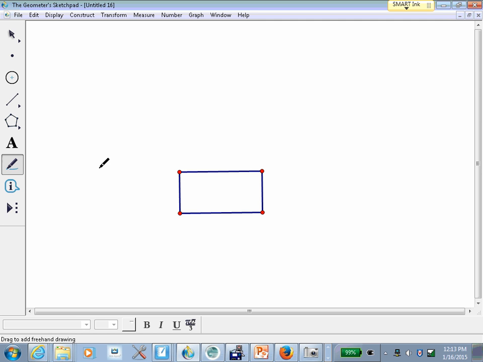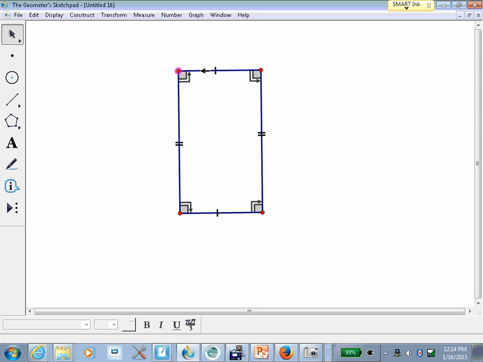Okay, so then with my pen, I want to mark the four right angles, and I want to mark the opposite sides congruent and parallel. So I'll put one tick mark on the opposite sides, two tick marks on the other sides, and it's also a parallelogram. So we want to remember that the opposite sides are parallel. I'm going to make this just a little bit larger. And then I am going to construct the diagonals.